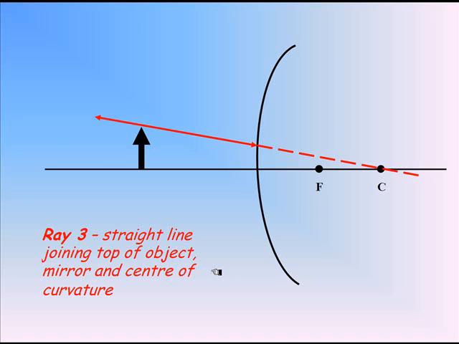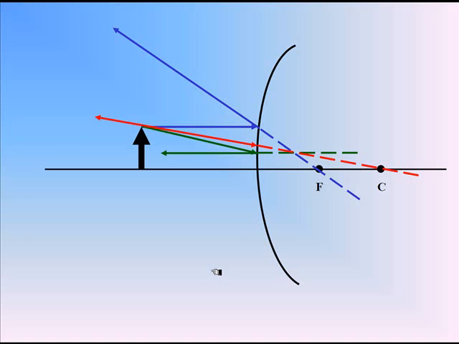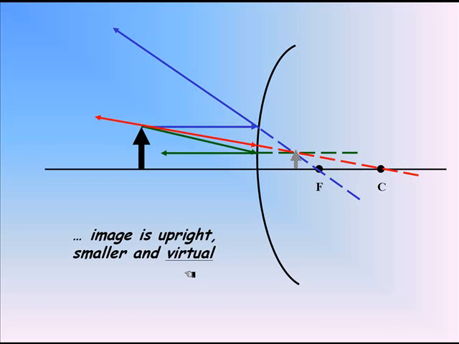The third line would be drawn from the tip of the object through the center of curvature. Where those three lines converge, right here, that's where our image will be. And you can see in this case that the image is erect, or right side up, and because it's right side up, it's virtual. You can also see from the ray diagram that it's smaller than the object, and so it's diminished. So the image is upright, smaller, and virtual.